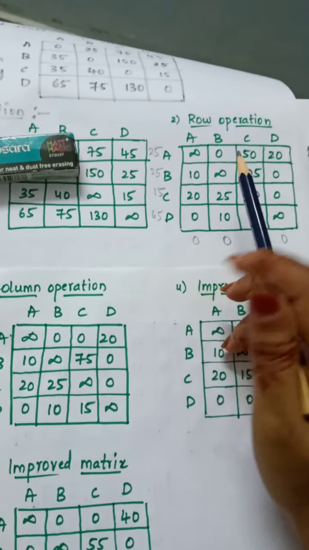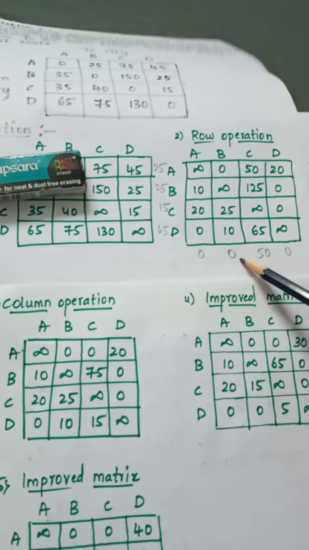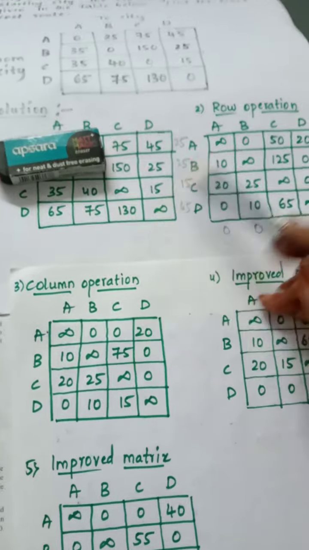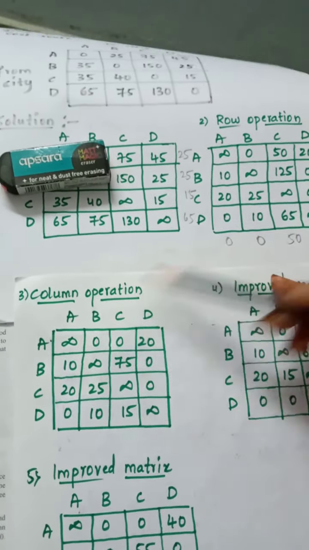Sorry for the inconvenience. So after doing the row operation, next step is to do the column operation, students. In the first column, 0 is the minimum value, next 50, and next 0. Okay, so the column operation is here, students. Write infinity as it is. 10 minus 0, 10, 20 minus 0, 20, 0 minus 0, 0.